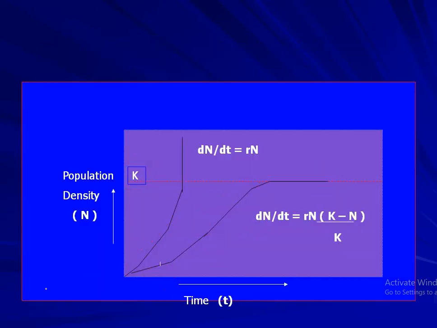This curve which you can see is the sigmoid curve, whereas the curve which is obtained in the exponential growth is the J-shaped curve. For logistic it is the sigmoid curve.